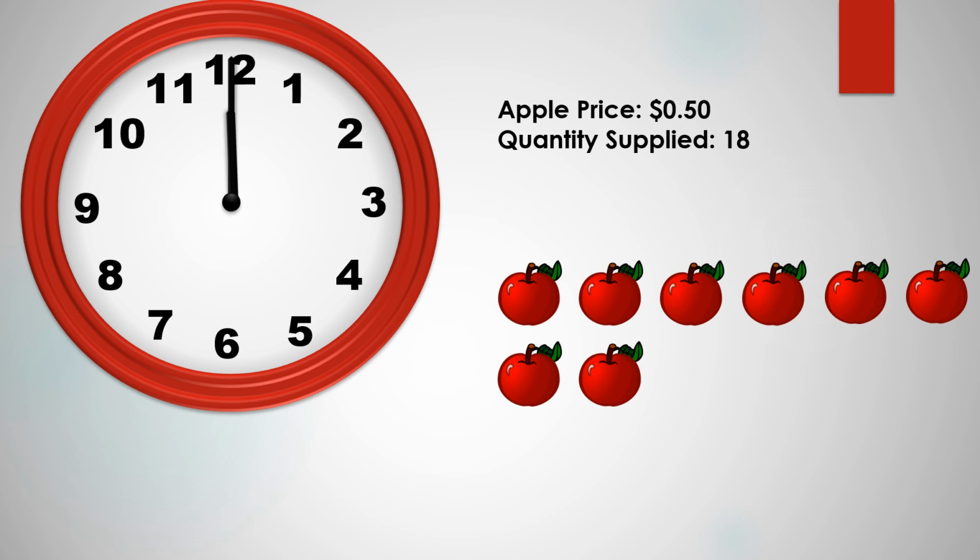At the end of the day, farmers realize that they are sitting at their stand with a bunch of unsold apples. This is because when there was a price of 50 cents, consumers only demanded 10 units. So the quantity supplied was 18 units, but the quantity demanded was 10, resulting in a surplus of 8 apples. Well, what will these farmers do? If you were selling apples, or any product for that matter, at some given price and weren't able to sell enough of your product, you had a lot of leftover inventory, what would you do? Most business owners would think that it was in their best interest to decrease the price of their product.